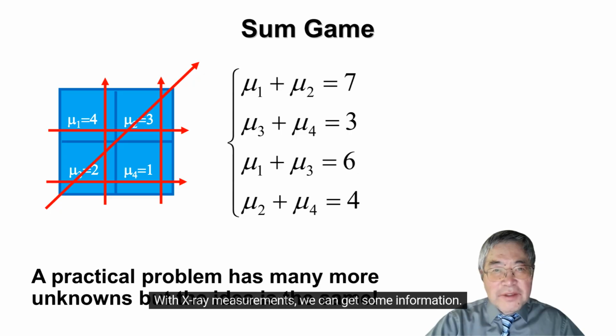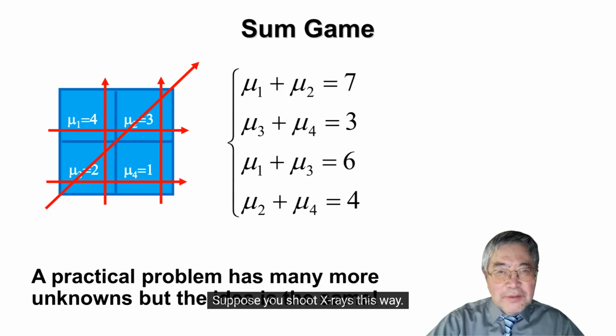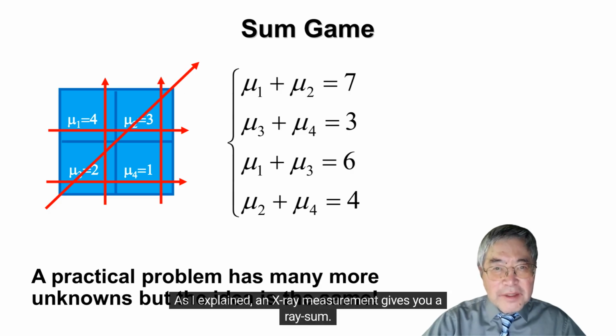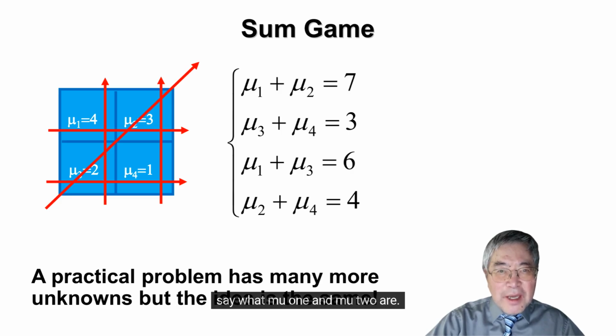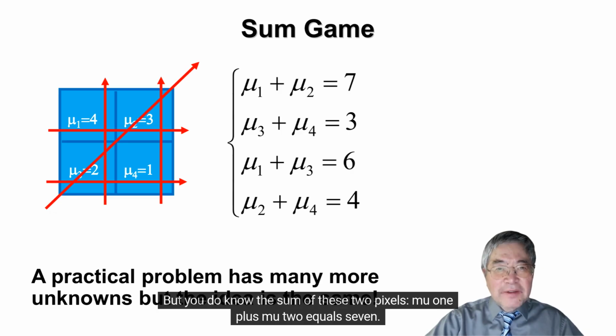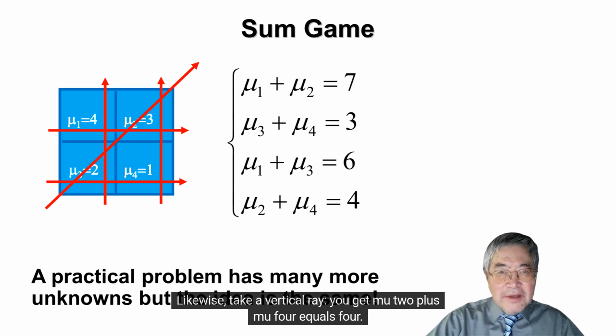With X-ray measurements, we can get some information. Suppose you shoot X-rays this way. As I explained, an X-ray measurement gives you a ray sum. From the earlier slide, if you do not send X-rays through these two pixels, you will not be able to say what mu1 and mu2 are. But you do know the sum of these two pixels, mu1 plus mu2 equals 7. From this, you still do not know mu1 and mu2, but you know the sum is 7. Likewise, take a vertical ray, you get mu2 plus mu4 equals 4.